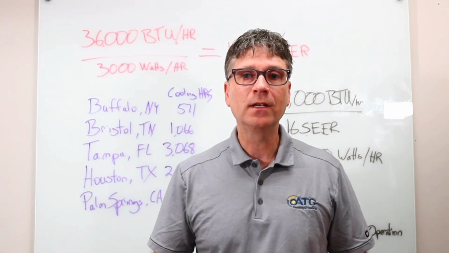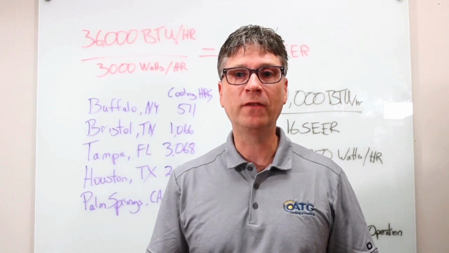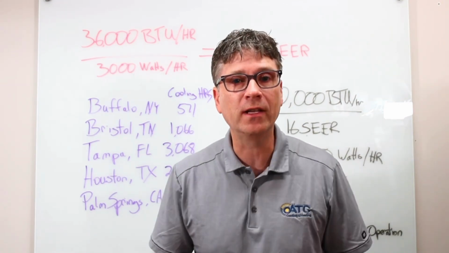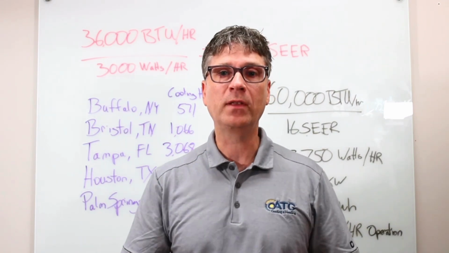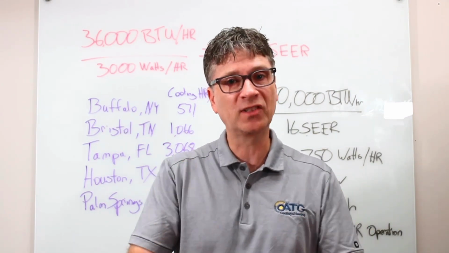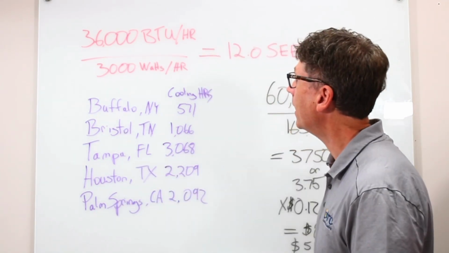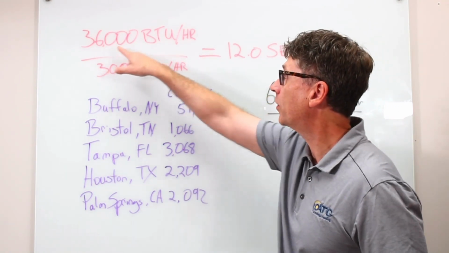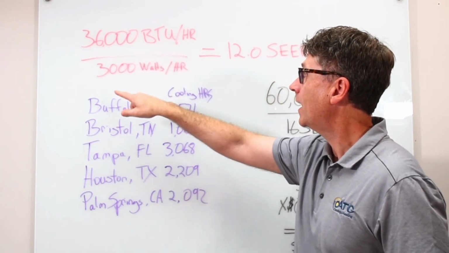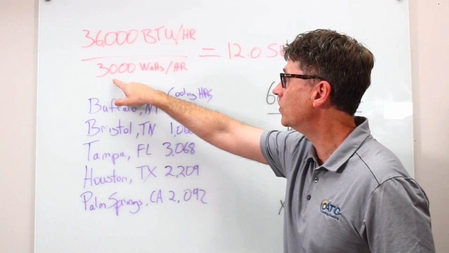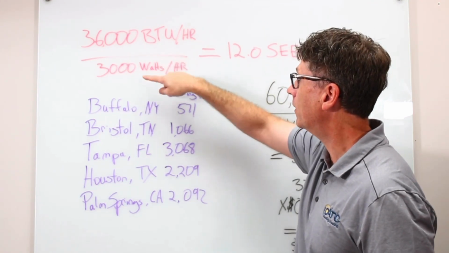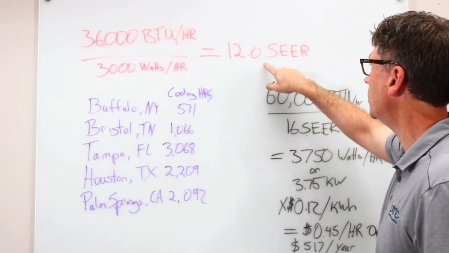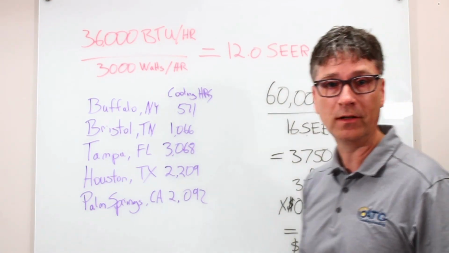Now, SEER stands for Seasonal Energy Efficiency Ratio. To calculate SEER, you simply divide the cooling output in BTUs by the total energy used in watts. Let's look at an example. Say you have a 3-ton system, or 36,000 BTUs, and over the course of an hour, it uses 3,000 watts, or 3 kilowatts. You divide 3,000 into 36,000, and you end up with a 12 SEER system.